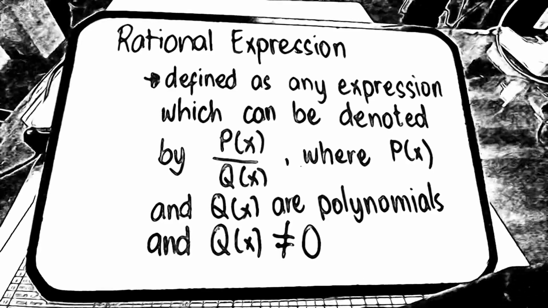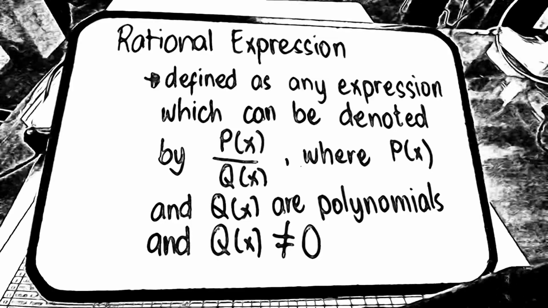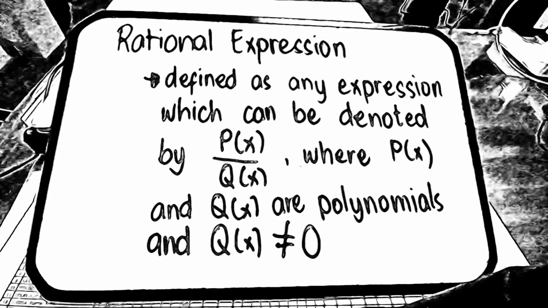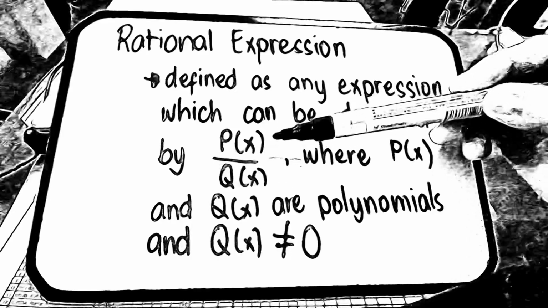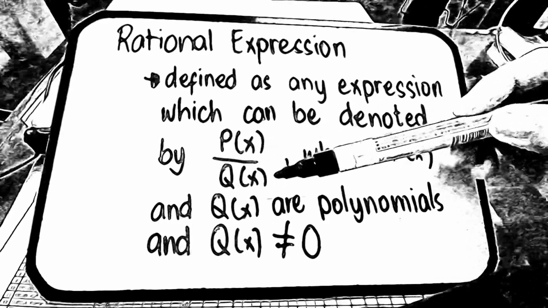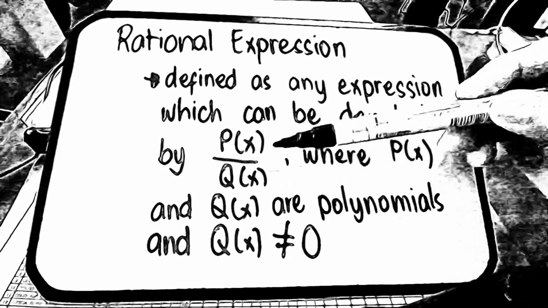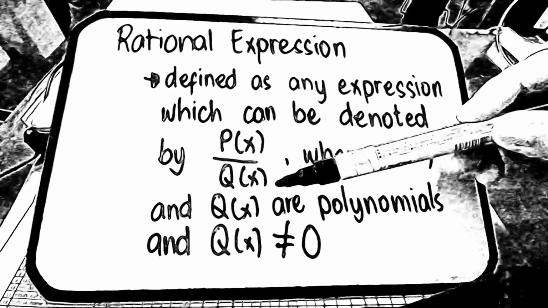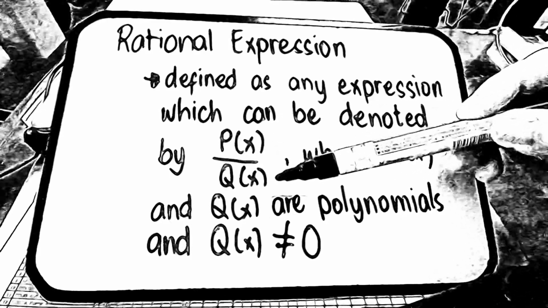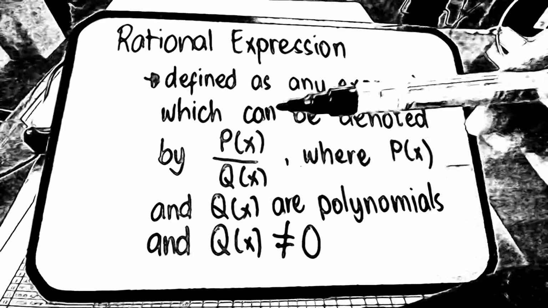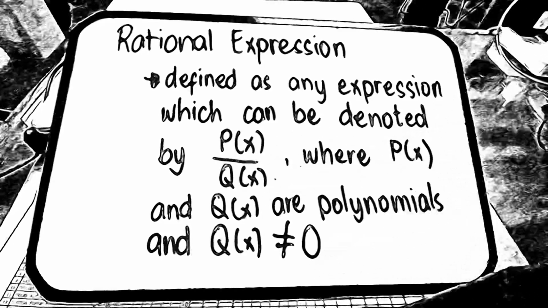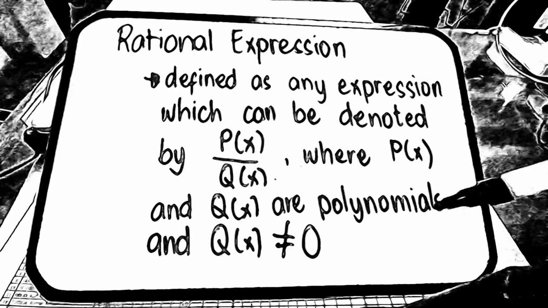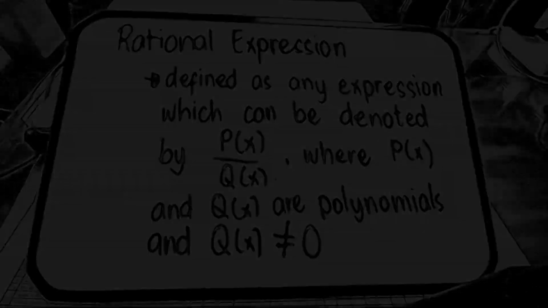So sa madaling salita, para lang din itong fraction na merong numerator at denominator. Si p of x as your numerator, q of x as your denominator. Dapat daw po si p of x and q of x are polynomials. At kailangan si q of x, which is the denominator, should not be equal to 0. Why? Let's have an example.